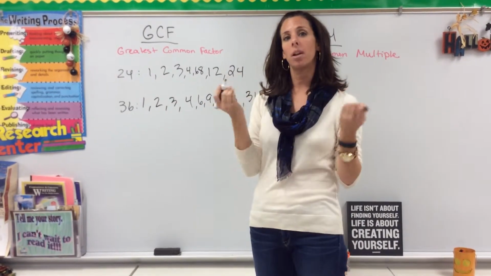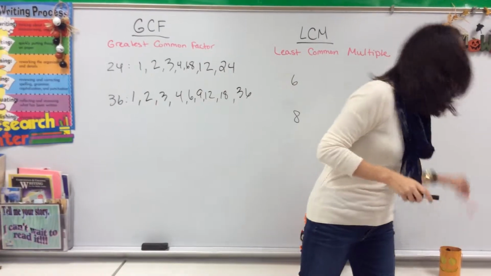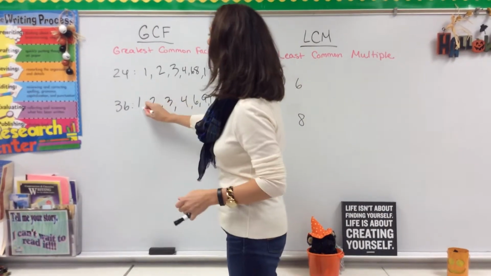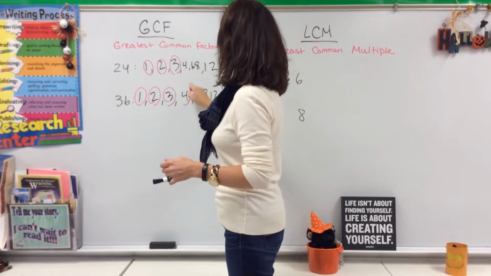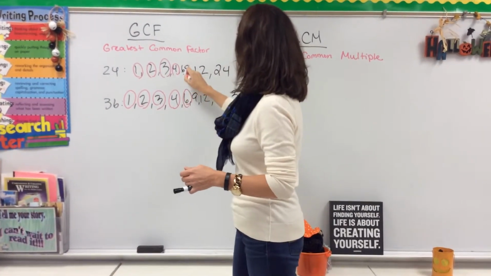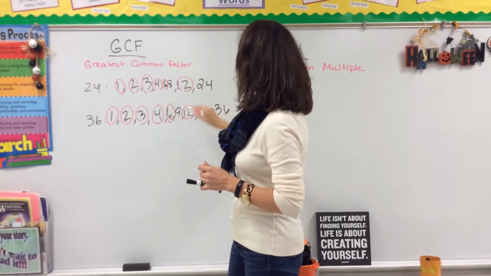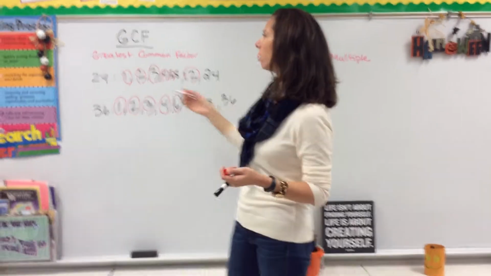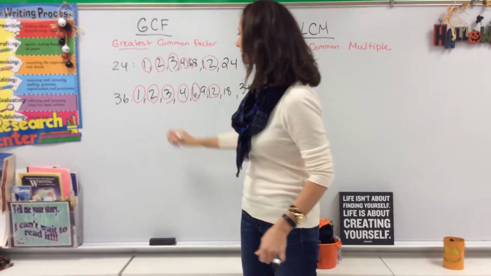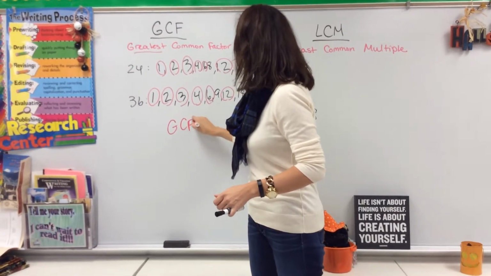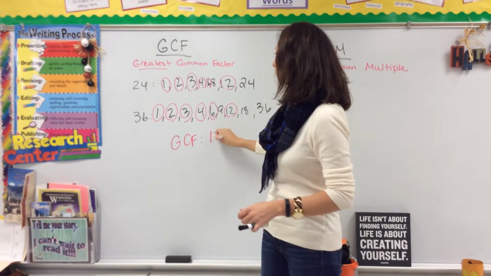Now, what I want to do is circle all the factors that these two have in common. So I'm going to take my red marker here, and I'm going to say, well, they both have 1, they both have 2, they both have 3, they both have 4, they both have 6, they don't have 8 and 9 in common, and they both have 12. So out of that, we're looking for the greatest common factor. I can see when I look at my lists that the greatest common factor for 24 and 36 is 12.